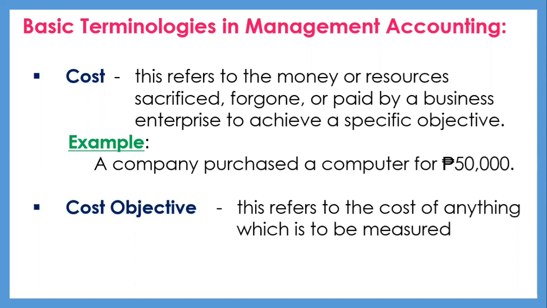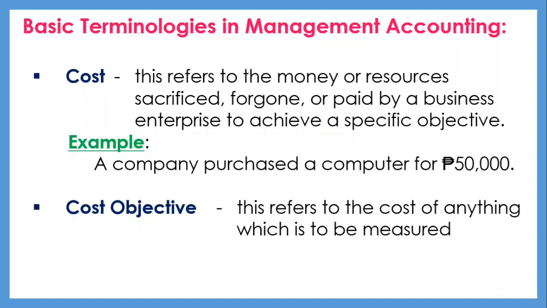If we say cost, this refers to the money or resources sacrificed, foregone, or paid by a business enterprise to achieve a specific objective. For example, a company purchased a computer for 50,000 pesos. This is the cost that would be recorded in a company, okay? Because it is the money or resource foregone or sacrificed.